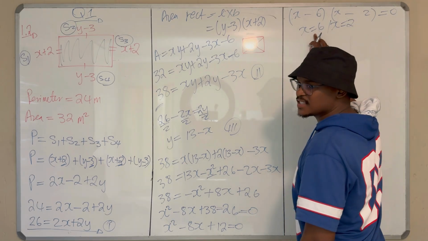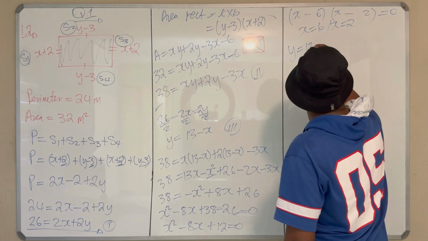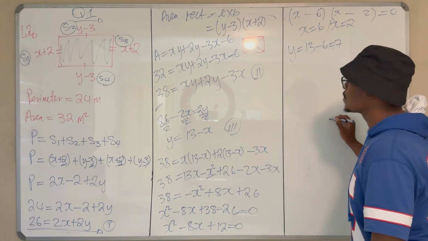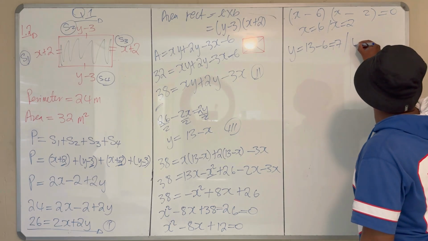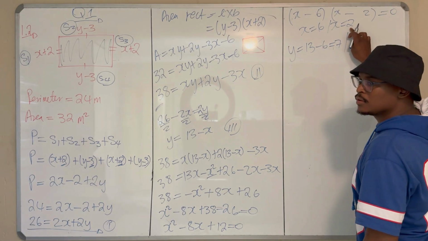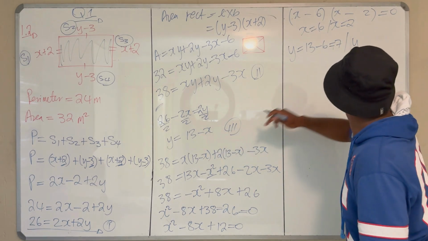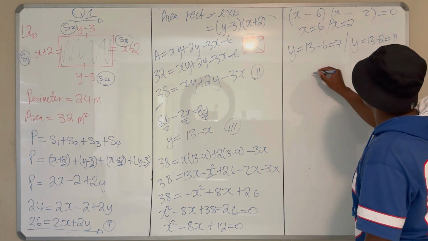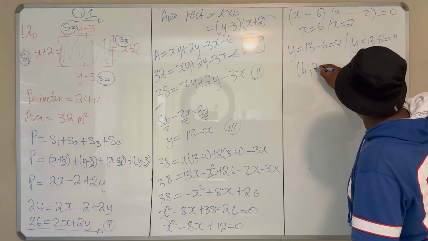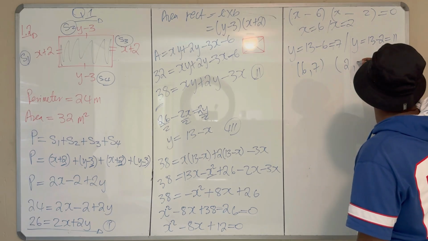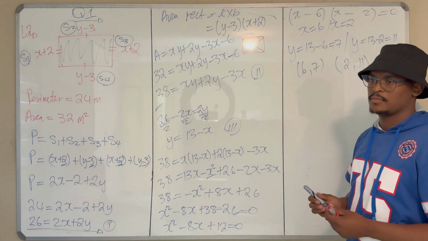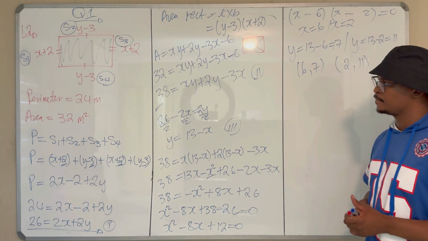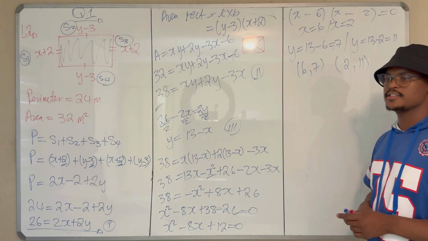So if your x is 6, your y will be equal to 13 minus 6, which is 7. Right? And if your x is equal to 2, put 2 there, so it's going to be 13 minus 2, which is 11. So your solution is 6 and 7, the other one is 2 and 11. Done with this. Done with 1.2. Any questions?